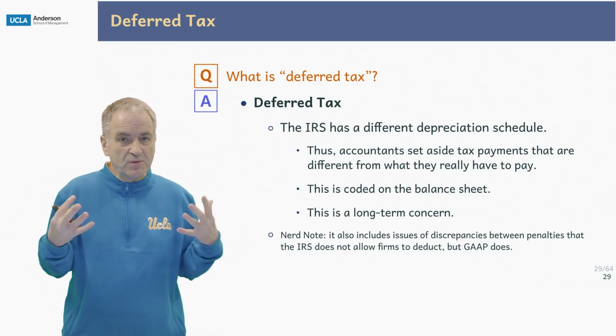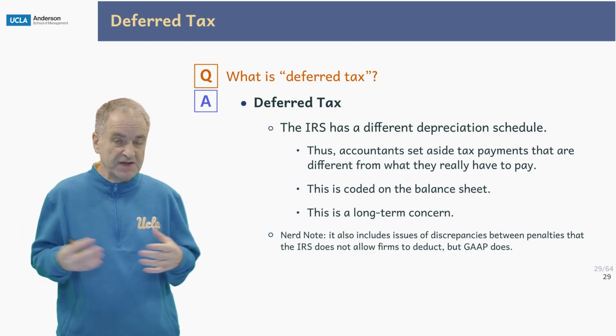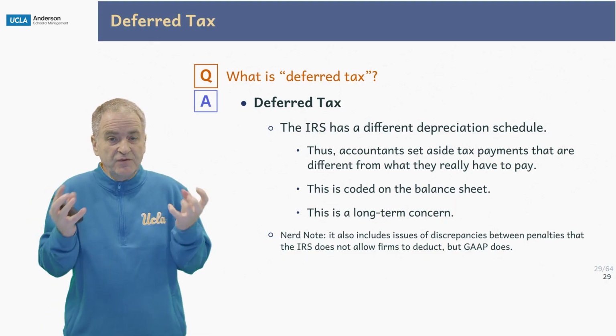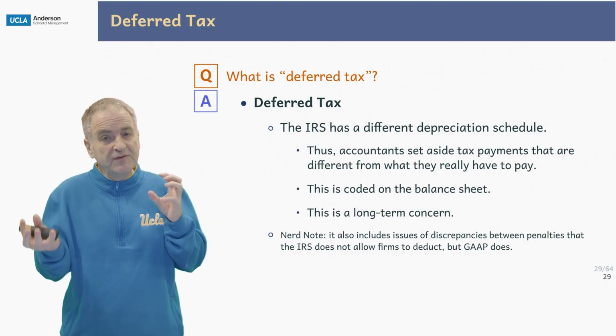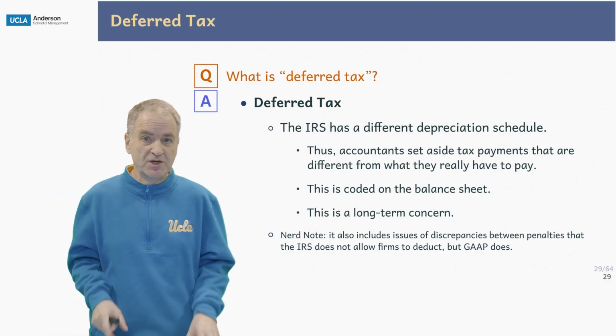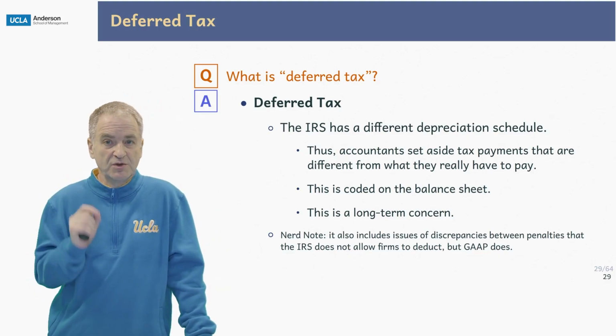Then I have another one that the IRS tells me I should be using, that may be 3 years, and cars last for longer than 3 years. And I have to code somewhere on the public financials where this difference is. And that turns out to be coded on the balance sheet. And that one is a long-term concern.